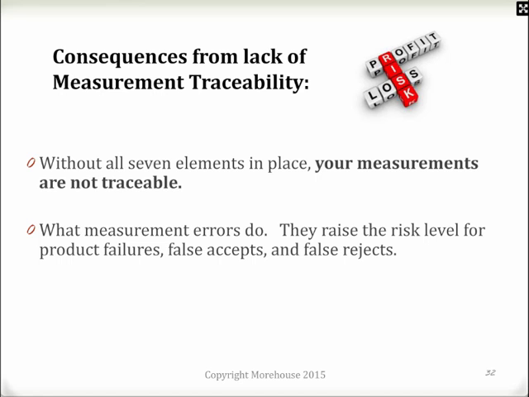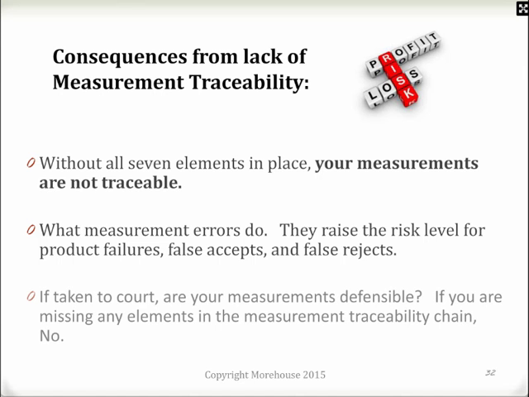What do measurement errors do? They raise the risk for product failures, false accepts, and false rejects. A false accept is a consumer risk: I pass something that's actually bad. A false reject is when I'm failing something that's actually good, so I'm redoing the work. Either way, it's going to cost the company money. We often bear the burden of a false reject because we do not want this to end up at the consumer level, where the impact can be quite large and the liability can be huge. Liability.